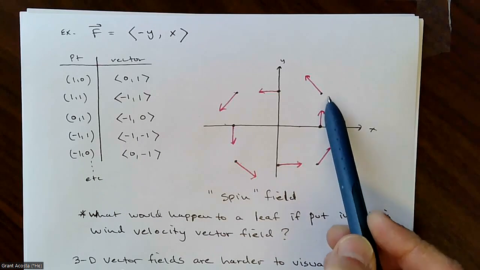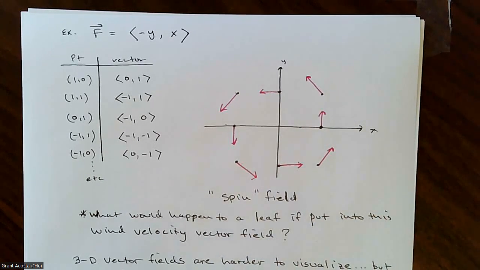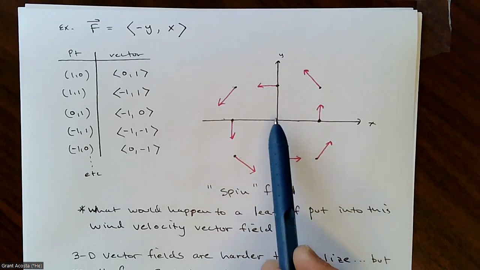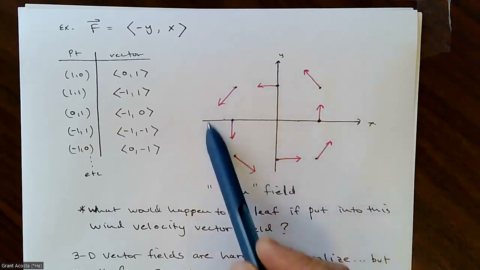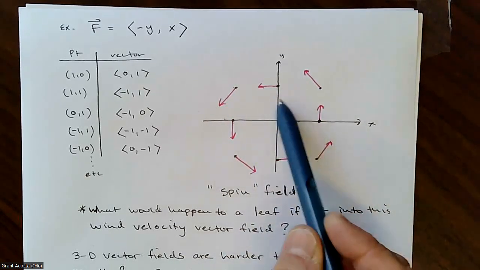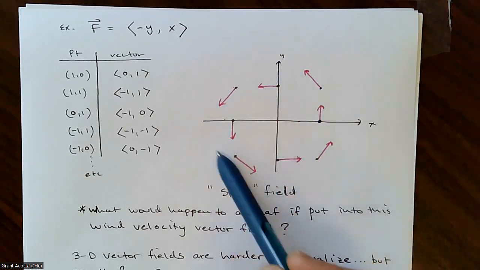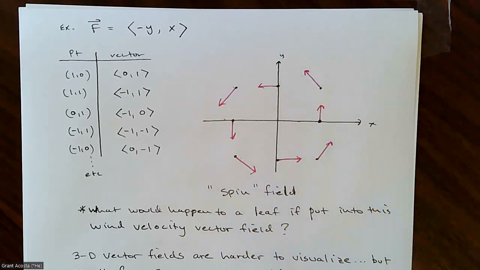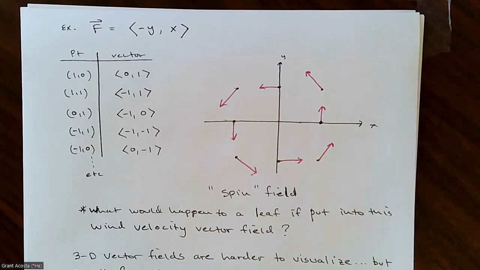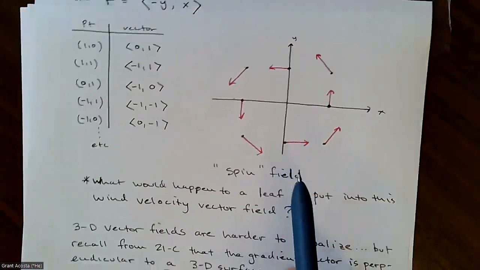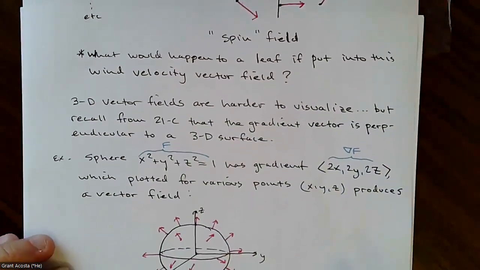It looks like these vectors are kind of rotating around, spinning around the origin. And the other reason we would call it a spin field is, if you can imagine this is like wind flowing. And if you put a leaf right here in the center, a big leaf, that wind is going to cause the leaf to spin, right? That's a spin field. Now, both of these, the last two, were 2D vector fields.